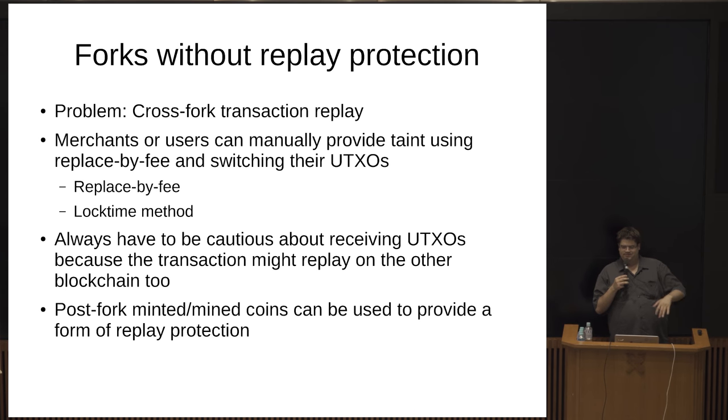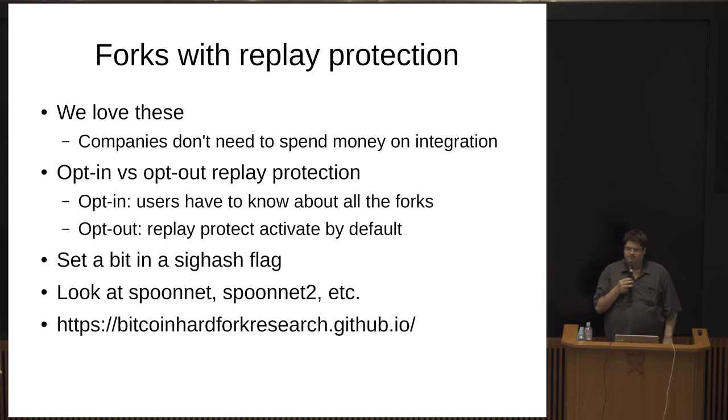Then there's a further problem in cases where replay protection has not been implemented, which is that if you receive a deposit from a user, you might be receiving a deposit on both blockchains at the same time, even if you only have infrastructure to handle Bitcoin. So anyway, forks without replay protection, we don't like those. We prefer forks with replay protection. Two ways to think about it, actually. There have been cases of opt-in replay protection and opt-out replay protection. In general, we should always prefer cases where we ask users to opt out of replay protection. Opt-in replay protection basically means that users are vulnerable by default, and that's a vulnerability that should be avoided.